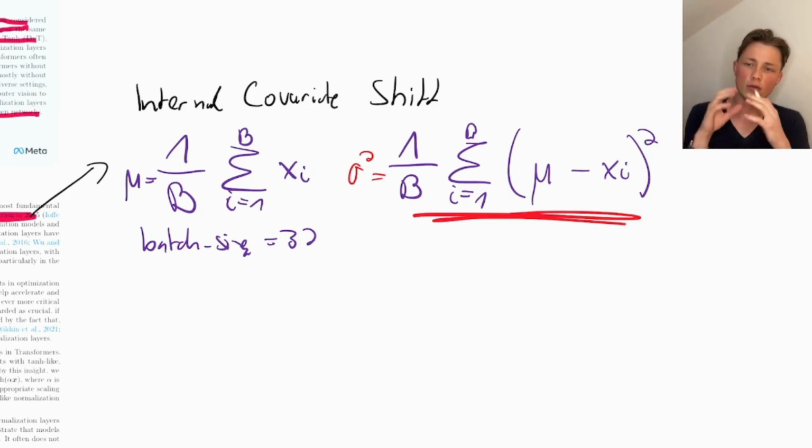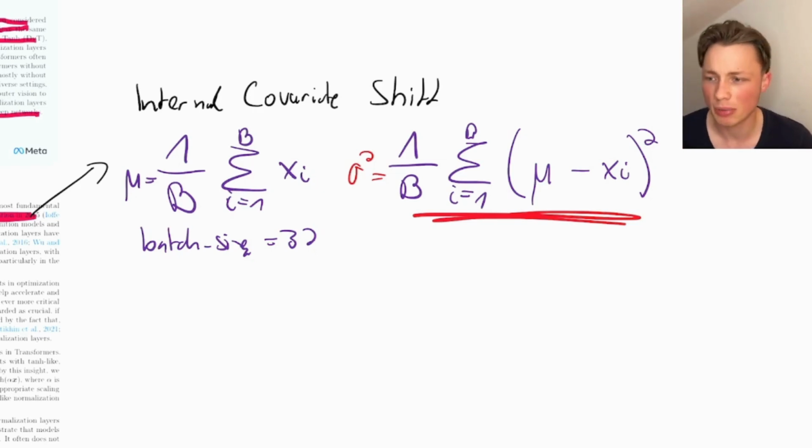And now for this neuron we take, for example, the first input, so the first sample in our batch, and now we subtract the mean and divide by the standard deviation, and then we do it for all the other samples in this batch. And then we do it not just for the first neuron in our layer, we do it for every neuron.